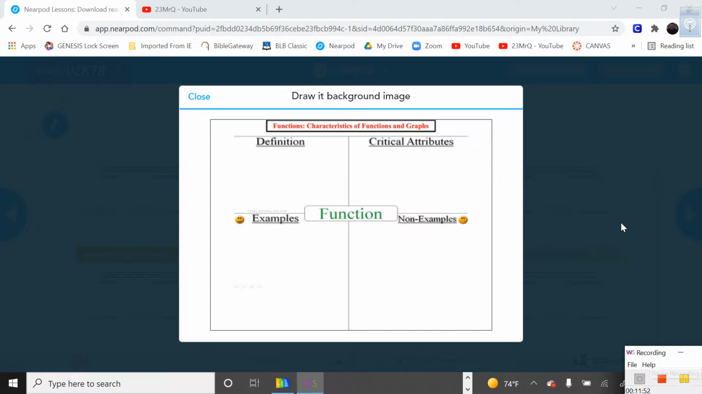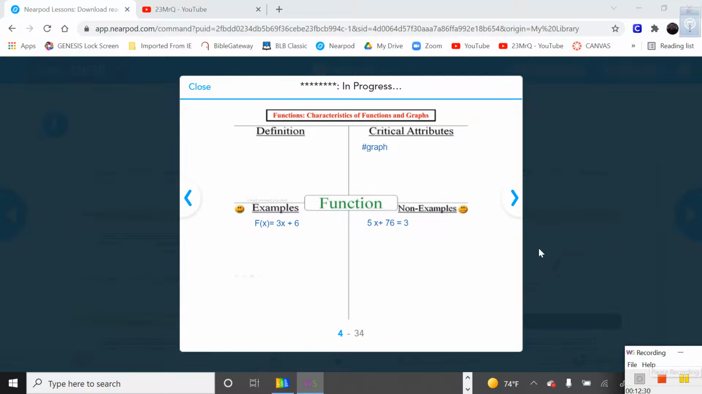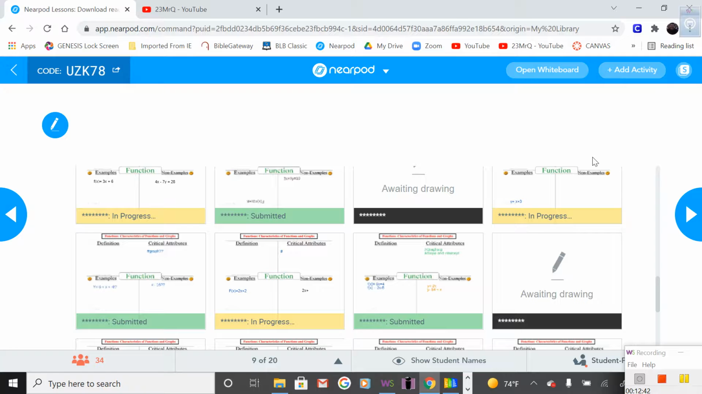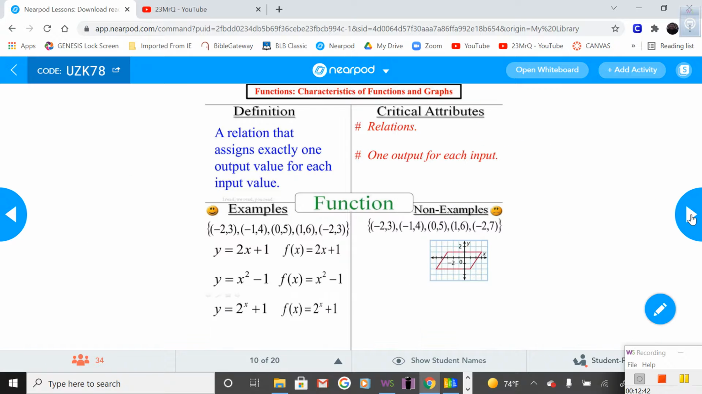All right, so I'll give you another 30 seconds. Write me an example of a function and a non-example, and a hashtag. On the screen you would see an example, yes, it has to say f of x, and then a non-example, it's a one variable equation, and hashtag graph. Some of you have very intricate answers like this.